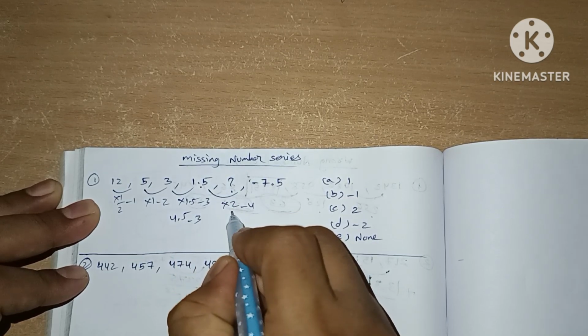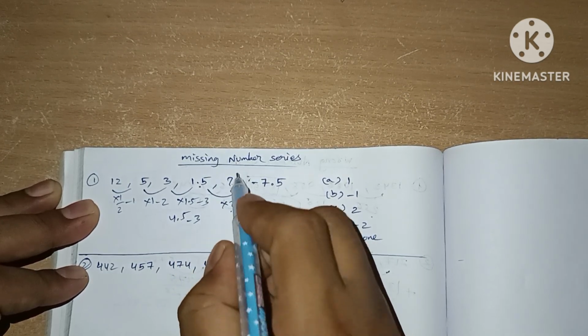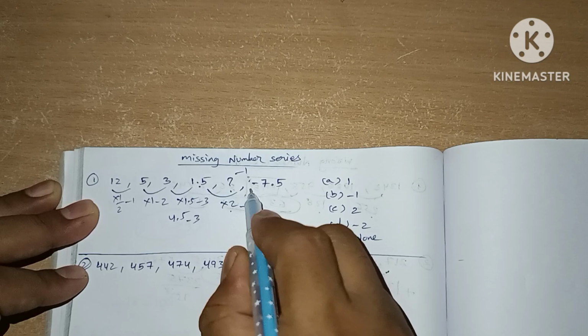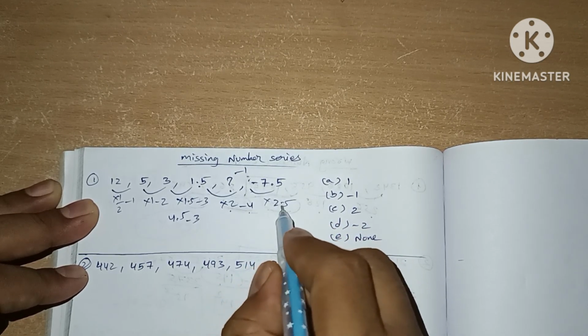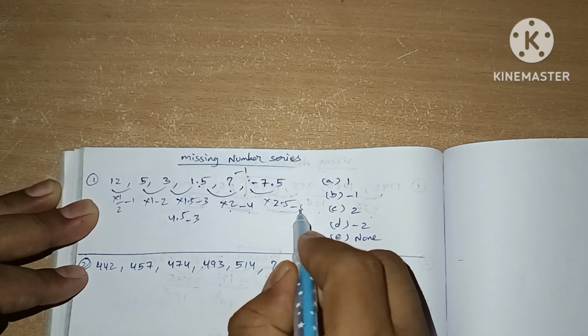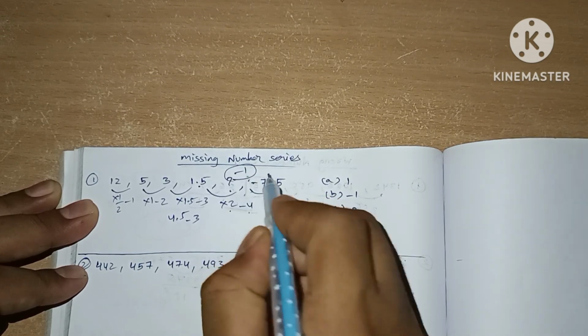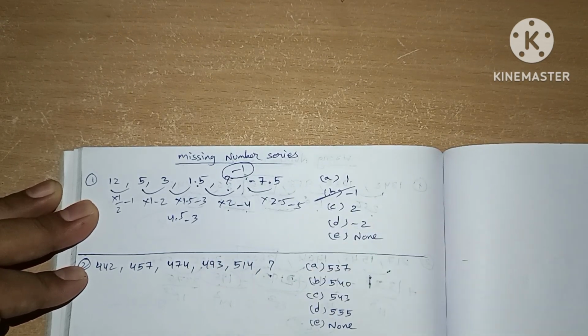1.5 into 2 times will be 3. 3 minus 4, which will be minus 1. Minus 1 into 2.5 means minus 2.5, and minus 5 will get minus 7.5. So answer is minus 1. Option B is our answer.